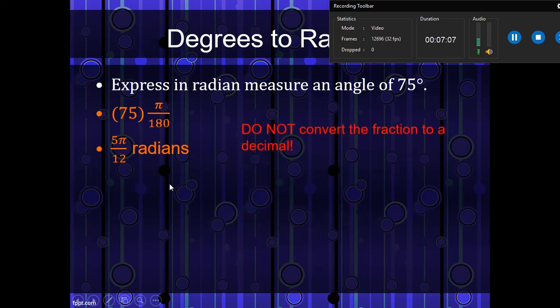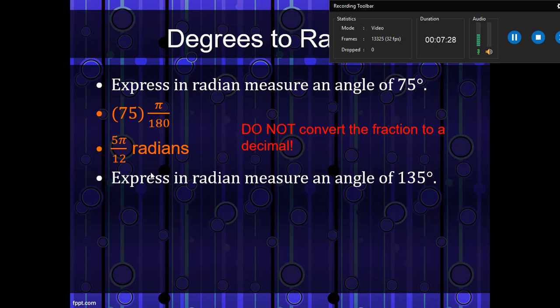Just so you know, we leave the fraction intact. We never ever convert it to a decimal. The fraction is the more appropriate. If you don't want to leave pi in the numerator, you can pull it so that it's separate from the fraction, but it should be either on top or in the middle. So you could say 5/12 pi radians with them separated.